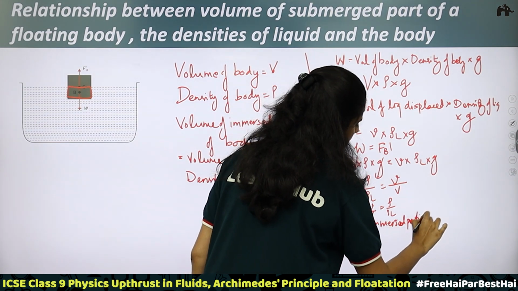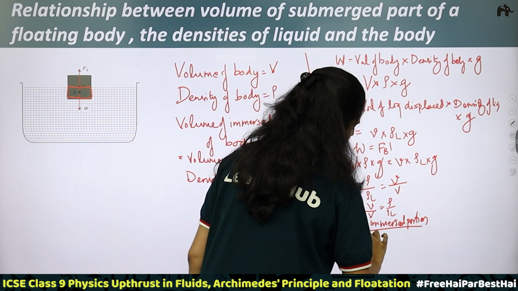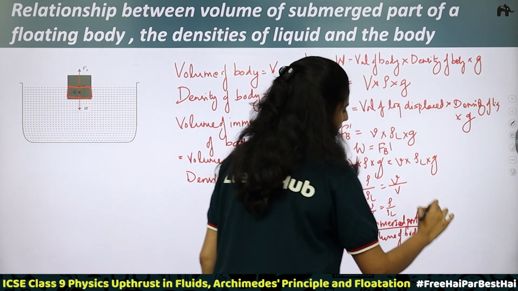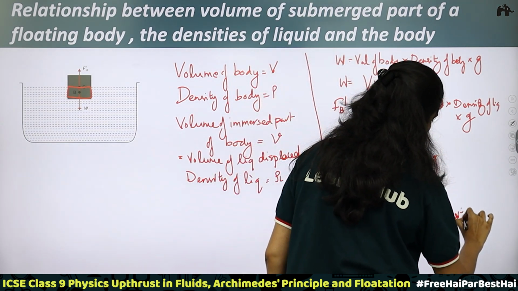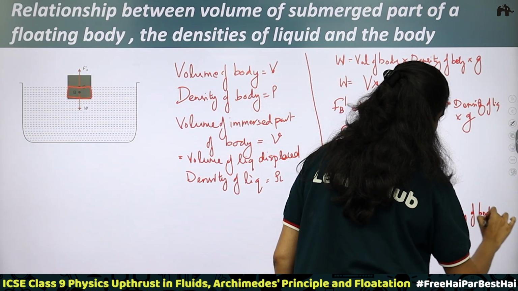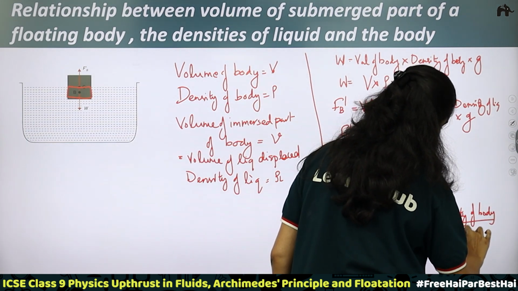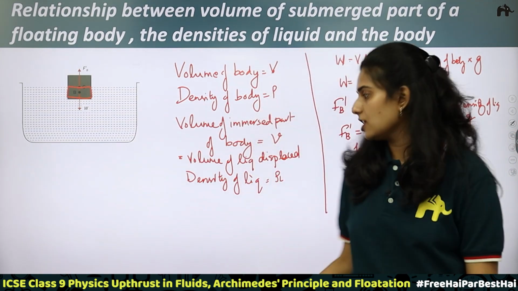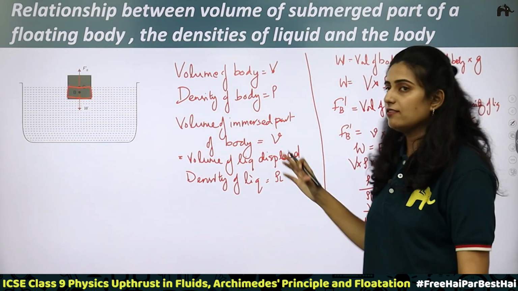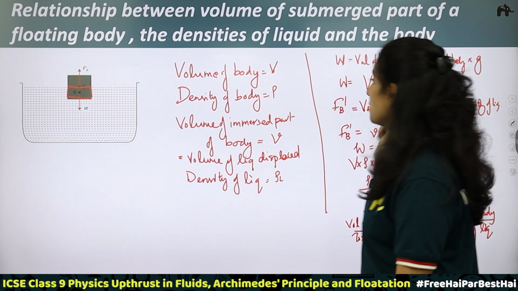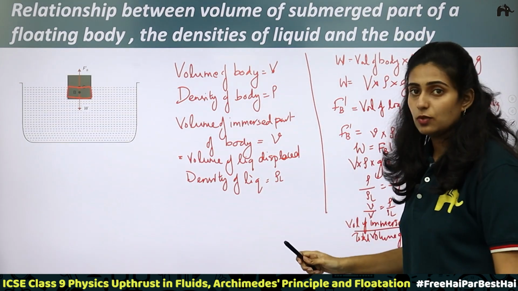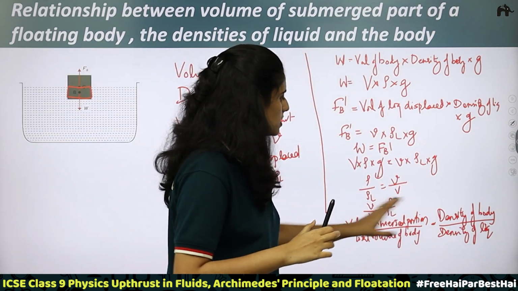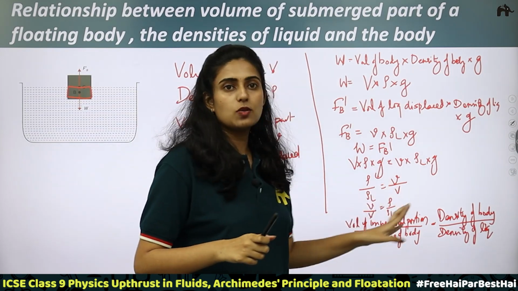portion divided by total volume of body will be equal to density of body divided by density of liquid. Density of body divided by density of liquid. Okay. So, now we have the relation between the volume of submerged part of a floating body, densities of liquid and the density of body. Understood? Okay, so this is the principle of flotation. So, using principle of flotation, if we know any three quantities, you can find the fourth quantity.